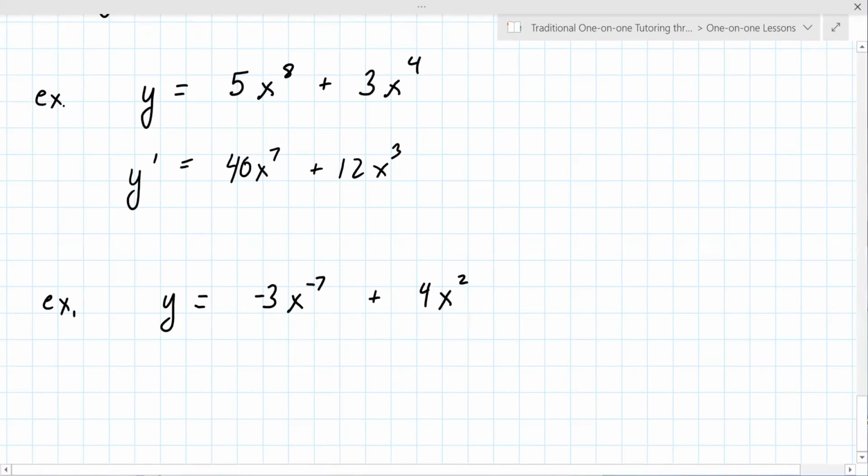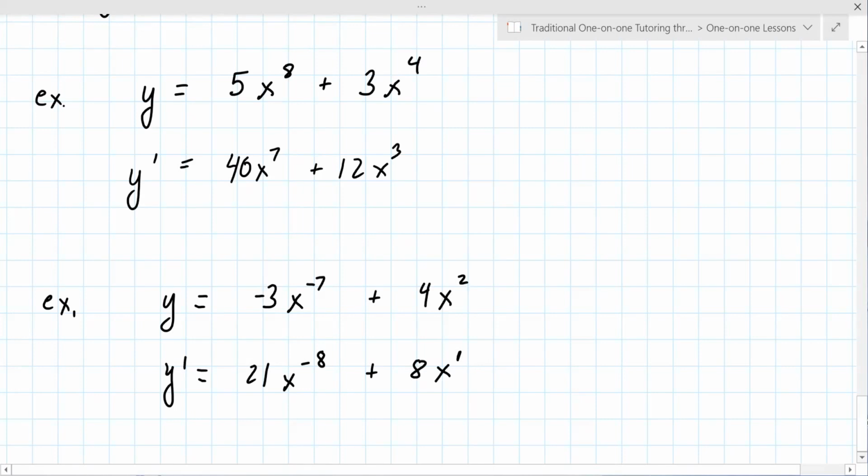So here's the final answer here. Y prime equals 21x to the -8 plus 8x to the power of 1. I didn't put the power 1. That's okay.